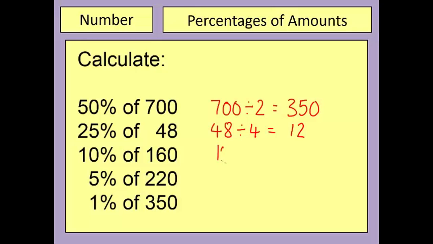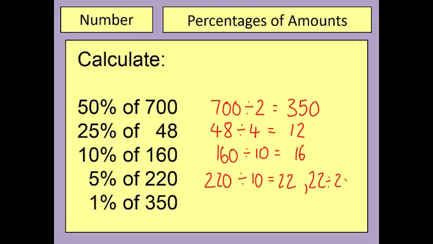10%, we divide by 10, so we have 160 divided by 10, and that gives 16. Now, 5%. This was the one that was slightly trickier with 2 steps. So we're going to find 10% first. So we do 220 divided by 10, which equals 22. And then we're going to do half of that, because half of 10% is 5%. So we would do 22 divided by 2, which gives you 11. So 5% of 220 is 11, because 10% is 22, then you half that to get 11.